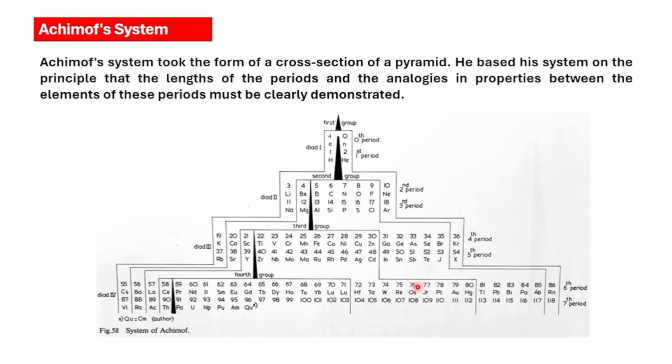Next we have the Akimov system. The Akimov system took the form of a cross section of a pyramid, and he based his system on the principle that the lengths of the periods and analogies in properties between the elements of these periods must be clearly demonstrated. So you can see here we have hydrogen, and this side we have helium. Then lithium comes this side, beryllium, boron, carbon, nitrogen, oxygen, fluorine, neon. And you can see this one is going like this: hydrogen, then lithium and sodium, then here potassium and rubidium, and then here cesium. So this one is going like a cross-sectional pyramid.